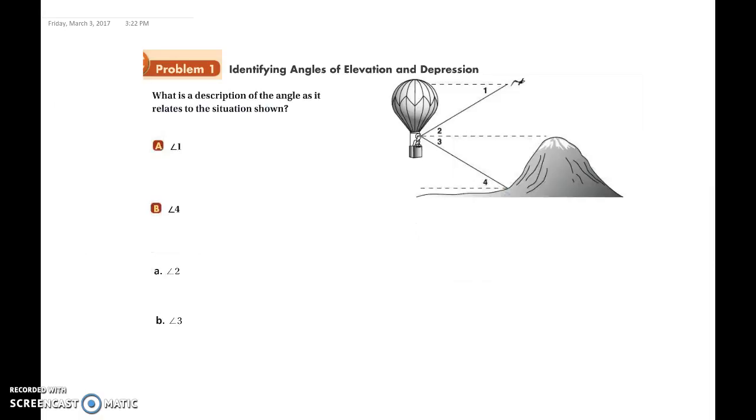The first type of question that we're going to solve is just using it to identify whether it's an elevation or depression. So here we have a bird, and here we have someone in a hot air balloon. All right, and then the question states, what is a description of the angle as it relates to the situation shown? So what type of angle is angle 1? Well, here's the horizontal line, the eyesight of the bird as if it was looking straight. Here's the bird looking down at the person in the hot air balloon. So angle 1, since they're looking down, is an angle of depression from the bird.